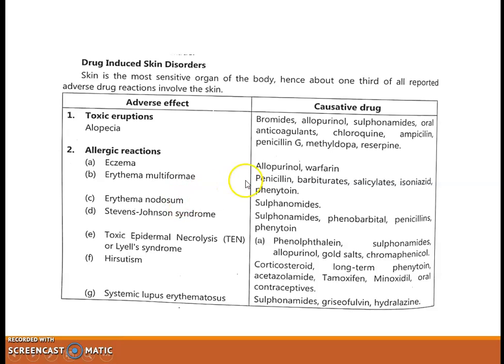erythema multiforme due to penicillin or barbiturates, erythema nodosum due to sulfonamides, Stevens-Johnson syndrome due to sulfonamide, phenobarbital, and penicillin. Toxic epidermal necrolysis or Lyell syndrome occurs due to phenolphthalein, sulfonamide. Hirsutism occurs due to corticosteroid and long-term phenytoin, and systemic lupus erythematosus generally occurs due to sulfonamide, glycopyrrolate, and hydralazine.